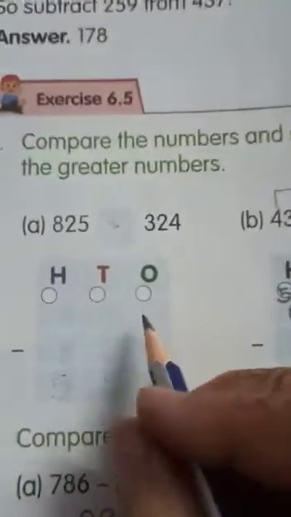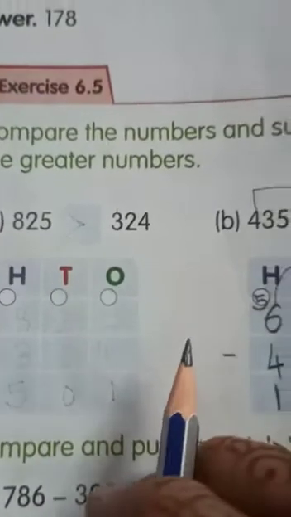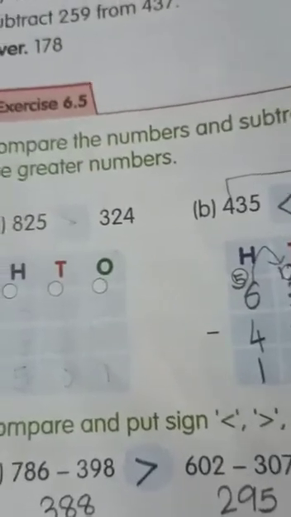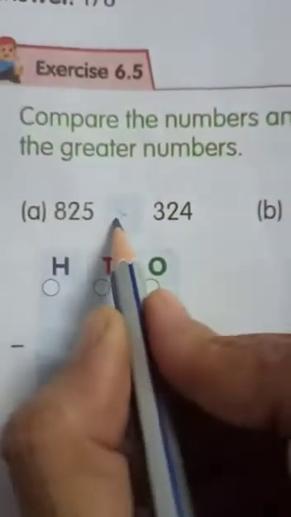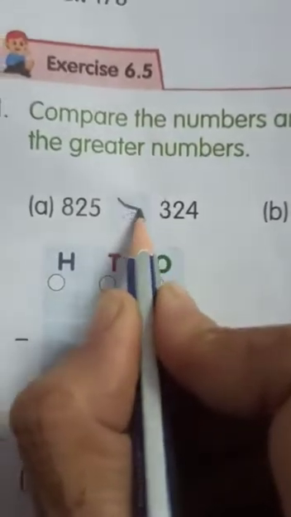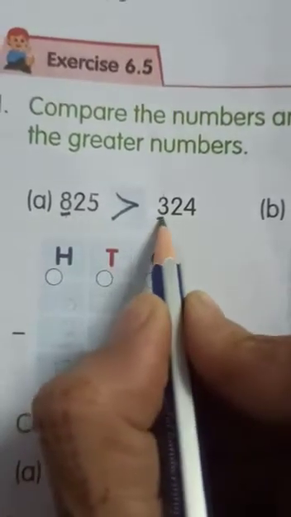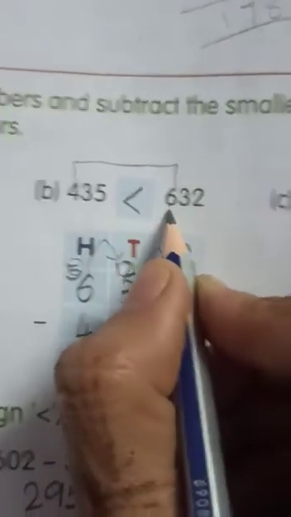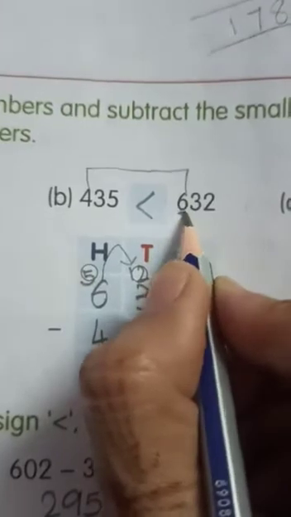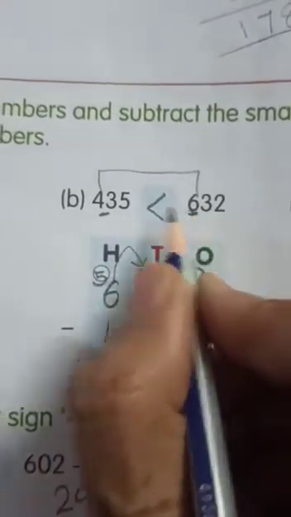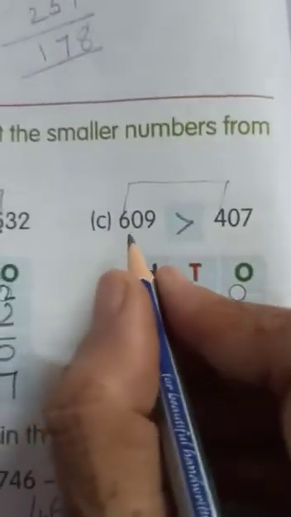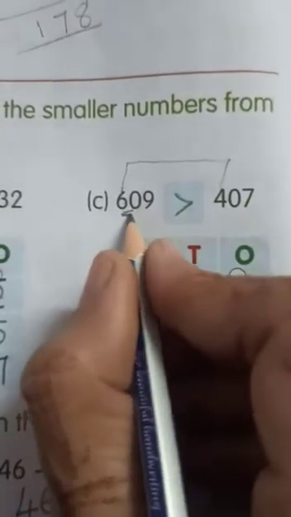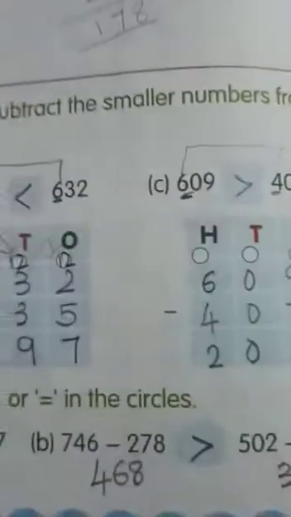So in the same way, we have to compare the numbers first and we have to do the subtraction from the greater number. Which is the greater number here? 825, because on the hundreds place we have the bigger number. And here 632 is the greater one, because on the hundreds place we have 6, and this 6 is greater than 4. And here 609 is greater than 407, because on the hundreds place we have the greater number.